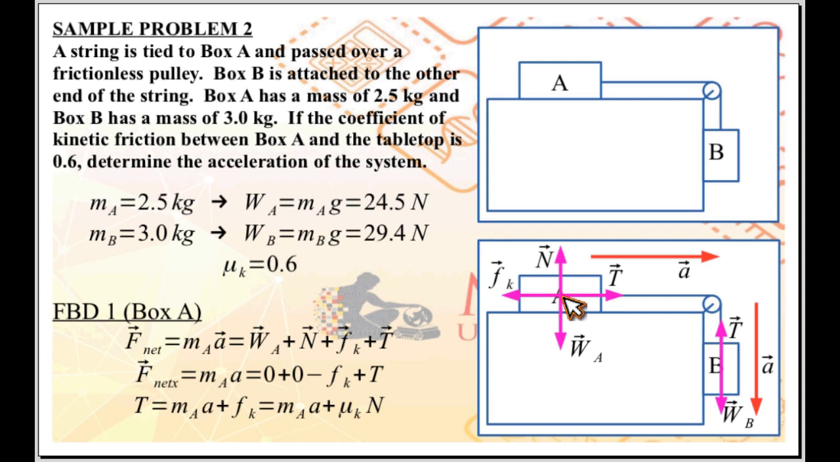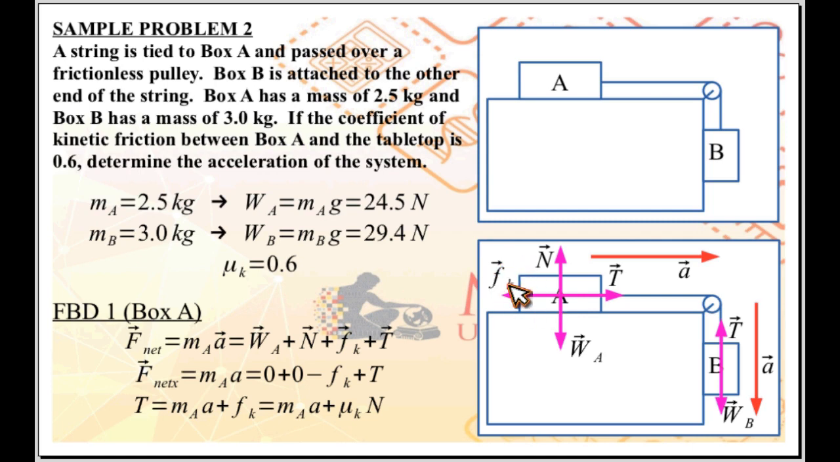Weight A is pressing into the table surface. Therefore, the table surface will react by producing normal force N. Because of tension T, box A is being pulled to the right. Kinetic friction will oppose this motion. Kinetic friction will be heading in the opposite direction. So you have F sub K.